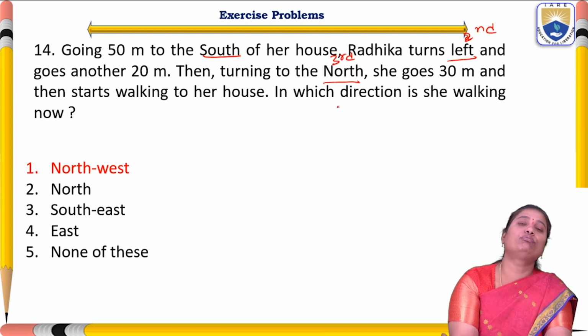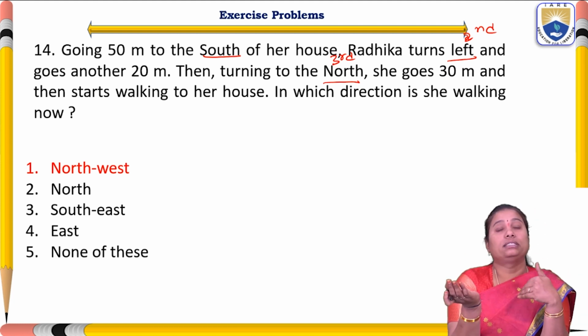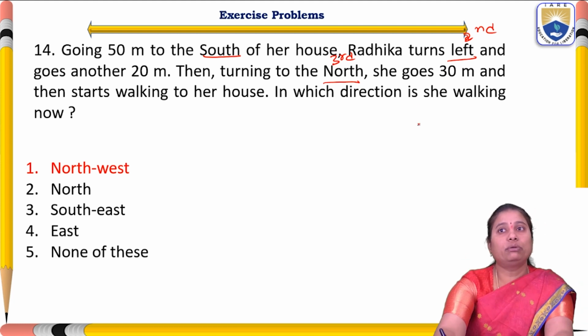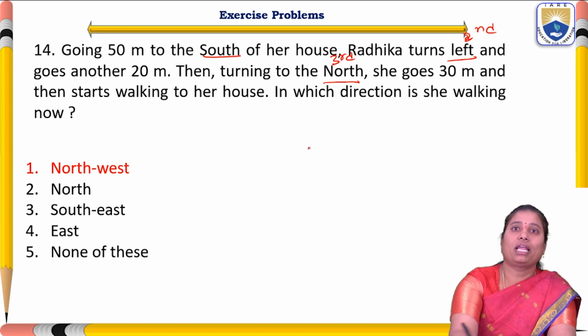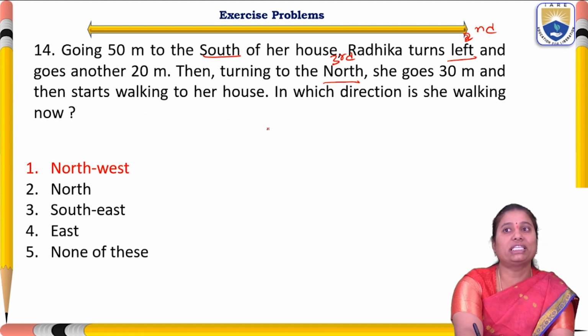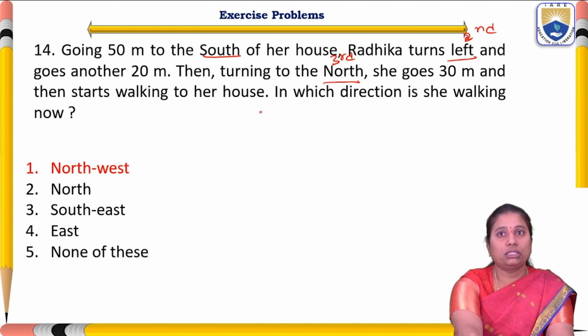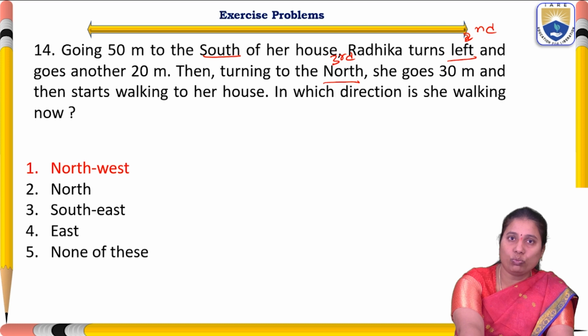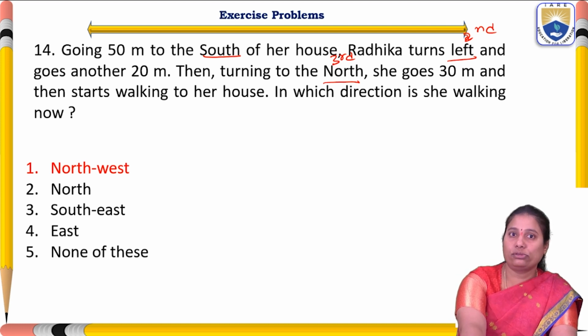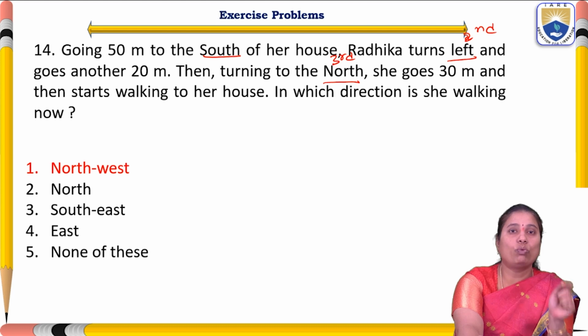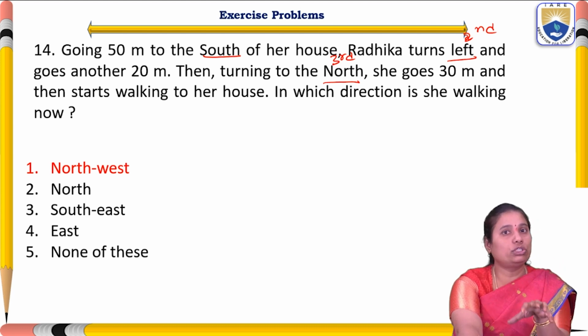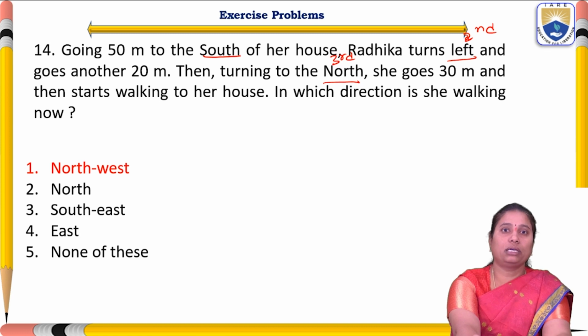So this is a combination of both directions and turns, that is left and right. The third one, north, she goes 30 meters and then starts walking to her house. In which direction is she walking now? Generally, what we focus on here is south and north. Only this will be taken into consideration. But just to confuse us, in the middle they will give you left and right turnings also. So while solving this or understanding the question itself, you have to read the problem and underline all the sequential turnings of that particular person.